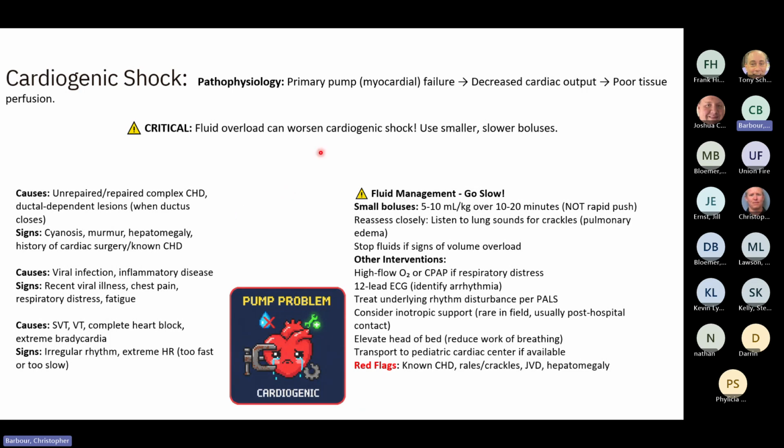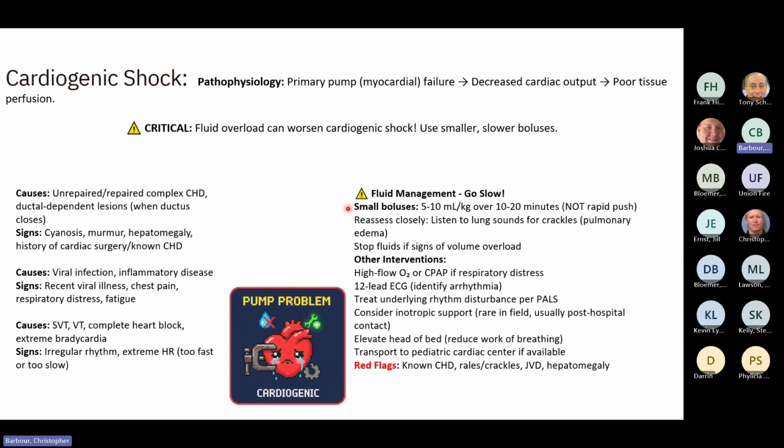Big thing for cardiogenic shock when we talk about it is to use smaller boluses. So we're going to go to 5 to 10 mLs per kilo, and we're going to give that to them maybe a little slower than we would depending on what their blood pressure is. We want to listen for lung sounds and make sure we're not overloading them. These kids still may need that 60 per kilo bolus, but we're going to give it to them 5 to 10 mLs at a time, and then reassess.